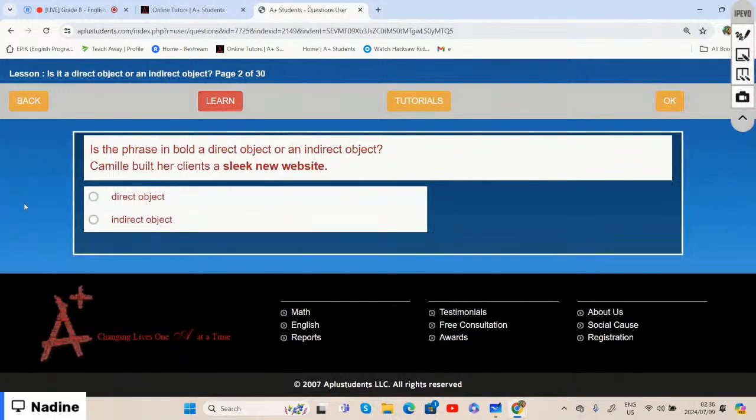We need to say, is this phrase in bold a direct object or an indirect object? The phrase in bold is a sleek new website. It says Camille built her clients a sleek new website. So Camille built her clients a sleek new website. So sleek new website, is that a direct object or an indirect object?